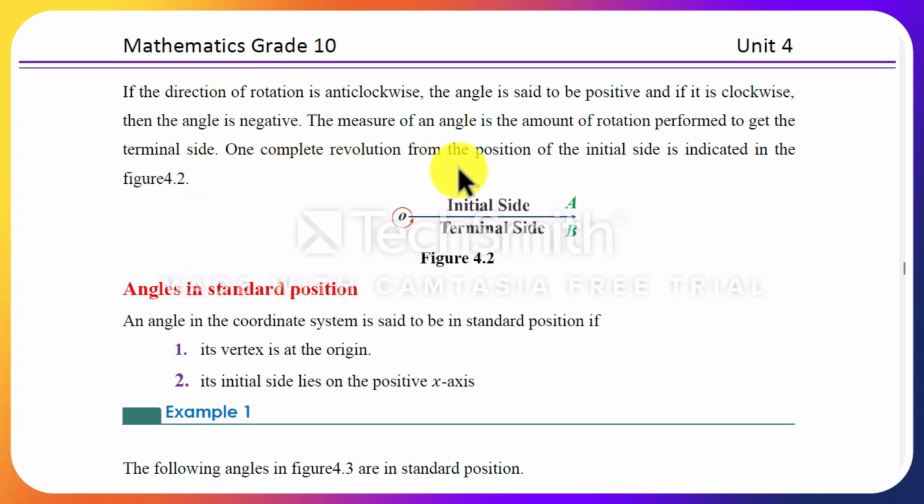The other one, one complete revolution or one complete rotation from the position of the initial side, it measures how much? Look, one complete rotation, this is the initial side.